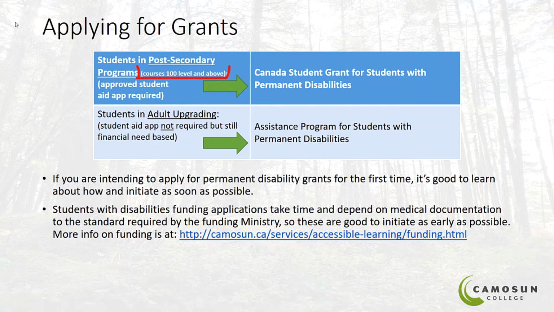Number two, you must be enrolled in a 4-credit full or part-time program at the college. And three, you must provide medical documentation that is complete, current, and comprehensive, that clearly communicates functional impacts and permanency of your disability. We encourage you to check out CAL's funding website for more information about how the grants work. For adult upgrading students, initiate a request for funding directly through your CAL instructor without having to apply through Student Aid BC first.